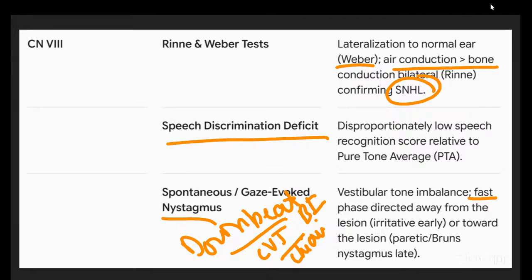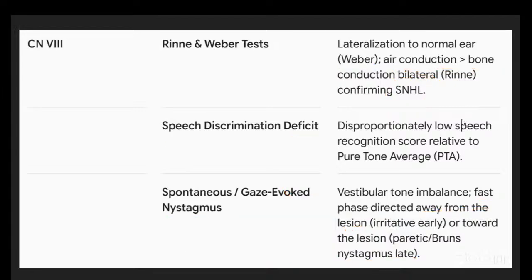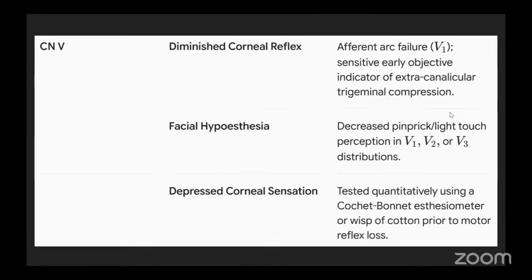And when you ask him to look away from the side of the lesion, there's going to be the fast phase. If you want to categorize the nystagmus, it's very difficult to manifest in the patients, but good to remember for exam. Fast phase is going to be directed away from the lesion. The slow phase is going to be directed towards the lesion. We come back to the diminished corneal reflex. We have already discussed it. Apart from that, facial hypesthesia starts from V1, can progress to V2, V3, depressed corneal sensation.